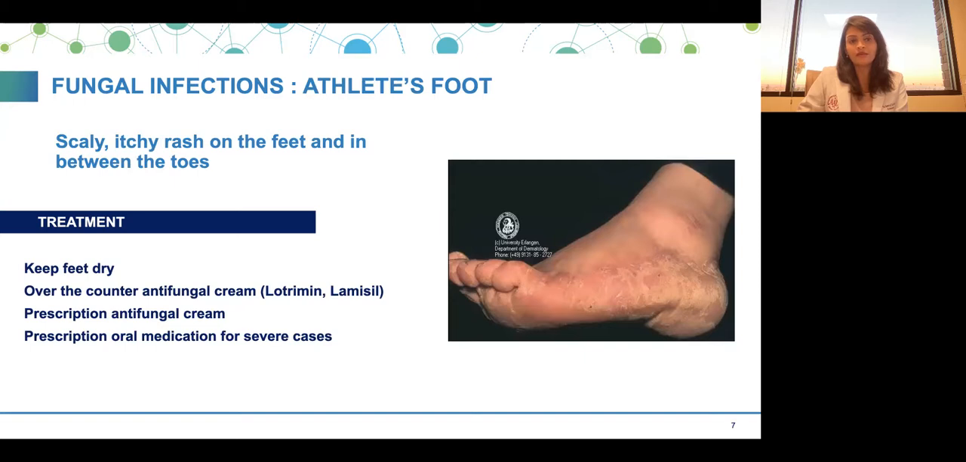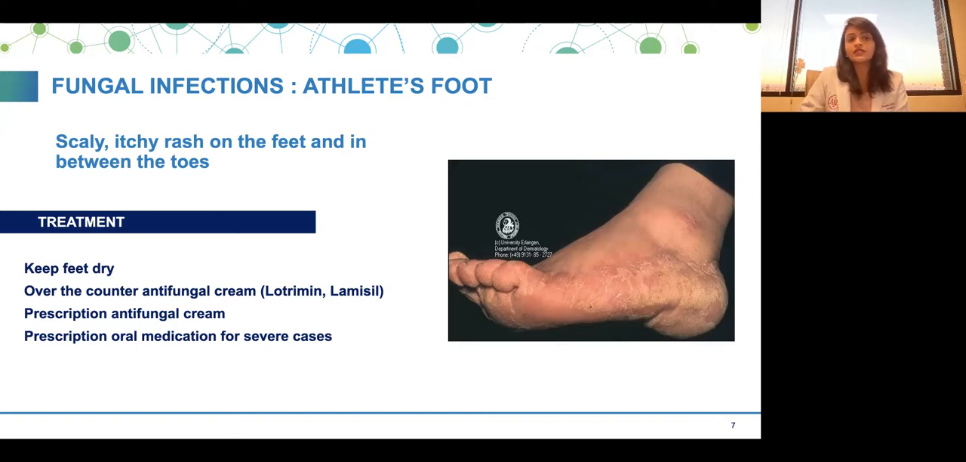which is pretty common. So they appear as a scaly, very itchy rash on the feet and in between the toes. Again, some people are very bothered by it because of the itching, but some people might just be like, oh, there is all this redness going on.